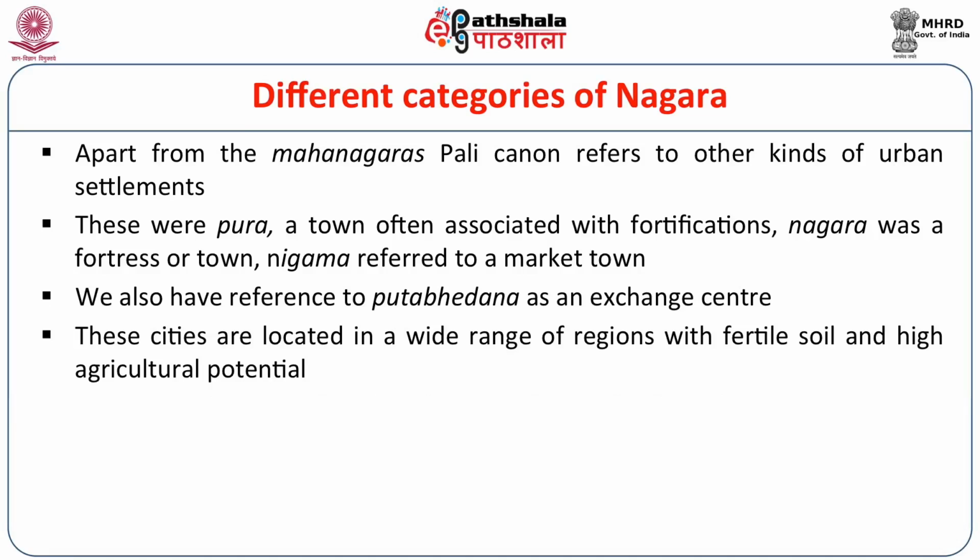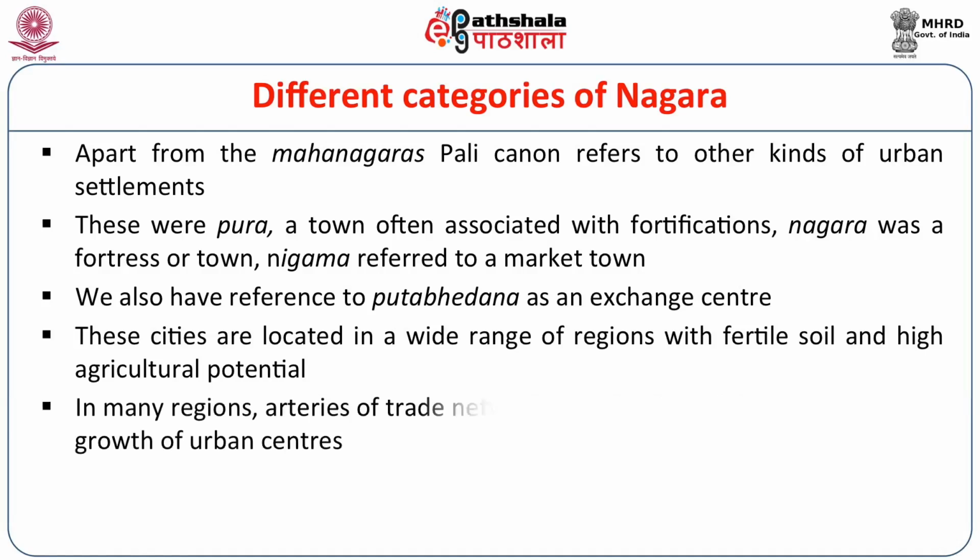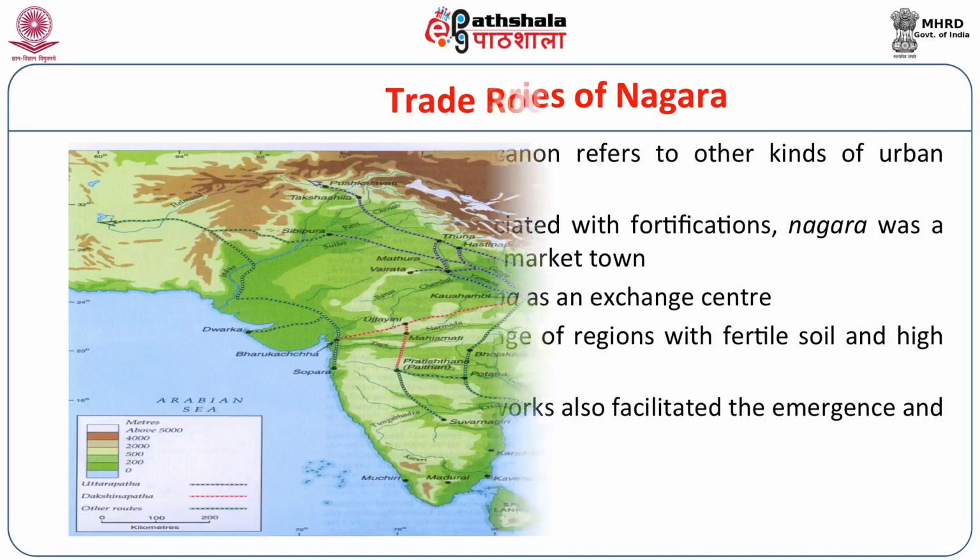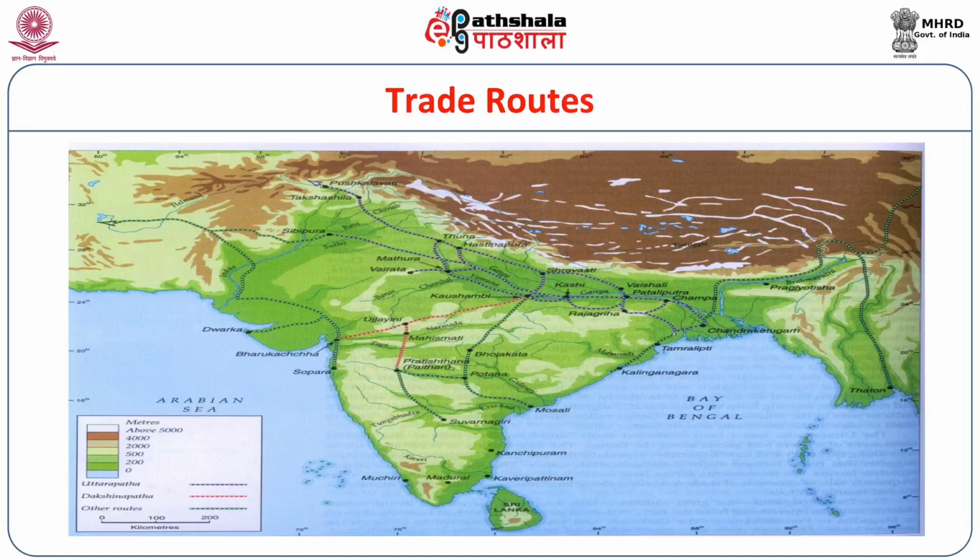Now, we know that cities were located in regions with fertile soil and highly agricultural potential, and in many regions, arteries of trade networks also facilitated the emergence and growth of urban centers. We can have a look at the trade routes. There were 2 different kinds of routes, the Uttarapatha and the Dakshinapatha. Here we are actually talking about the Uttarapatha, which linked eastern India to Taxila and further.